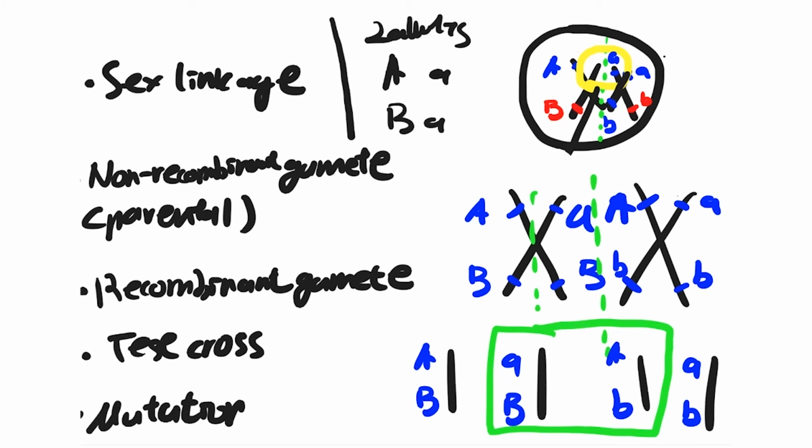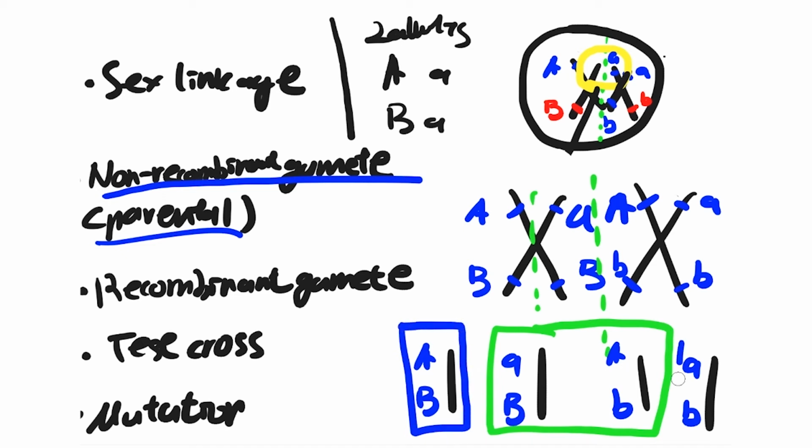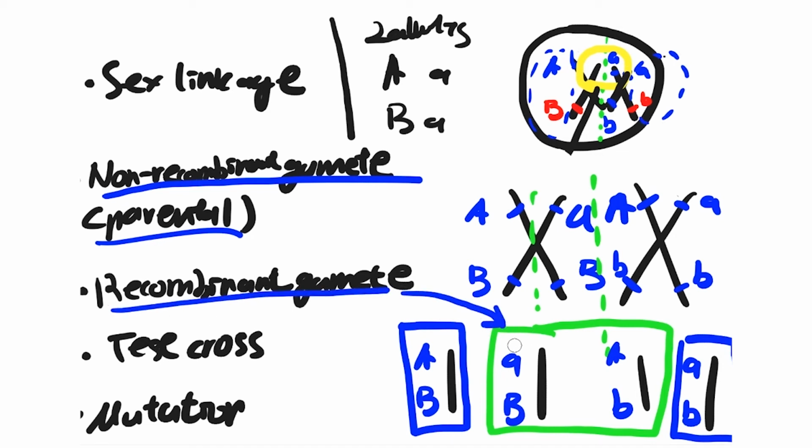If I link this back to the terms, the non-recombinant gamete, which is also called the parental gamete, is the one I'm squaring with blue, because it is the same as what the parent originally had. But the recombinant gamete is the one I have rectangled with green, because it is different, a new type of genotype that arose from the crossing over and recombination.